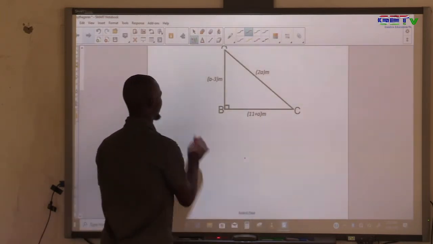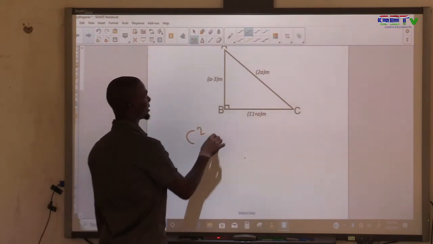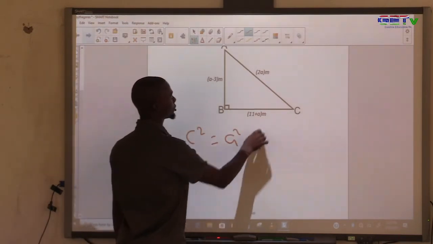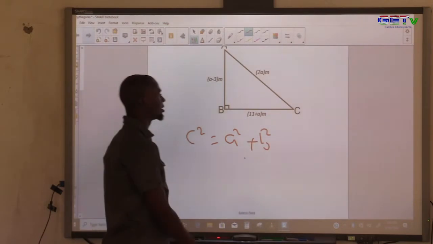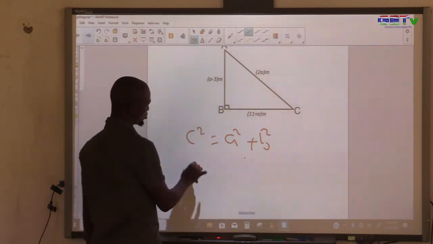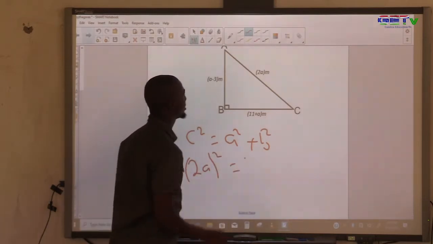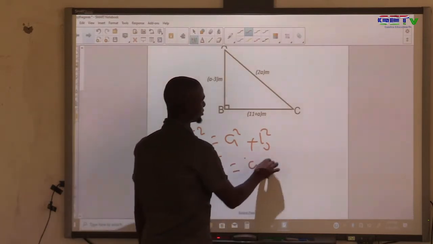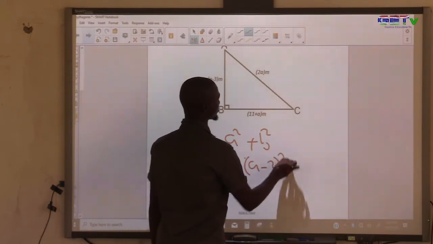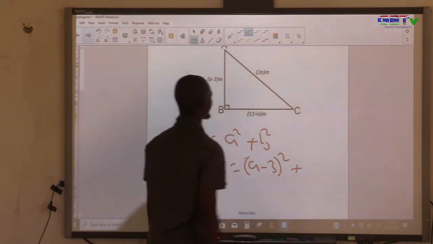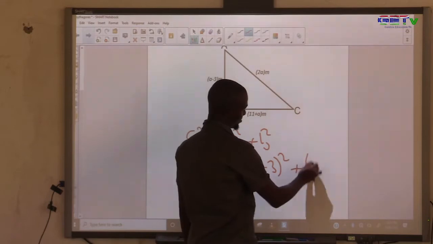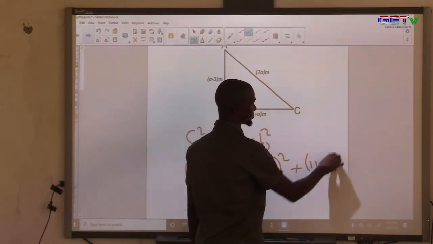What did the Pythagoras theorem tell you? It tells you C square is equals to A square plus B square. C square is the hypotenuse, that is 2A whole square, is equals to A square, that is A minus 3 whole square. Then you have plus 11 plus A whole square.